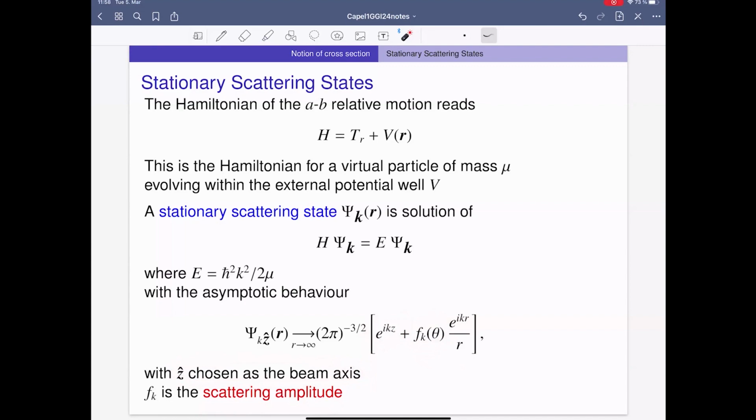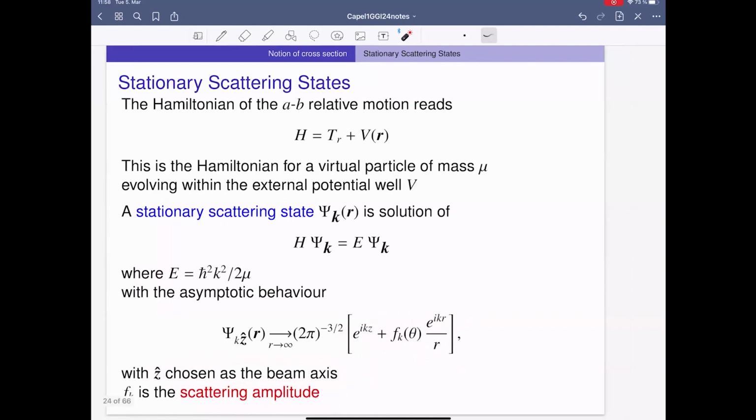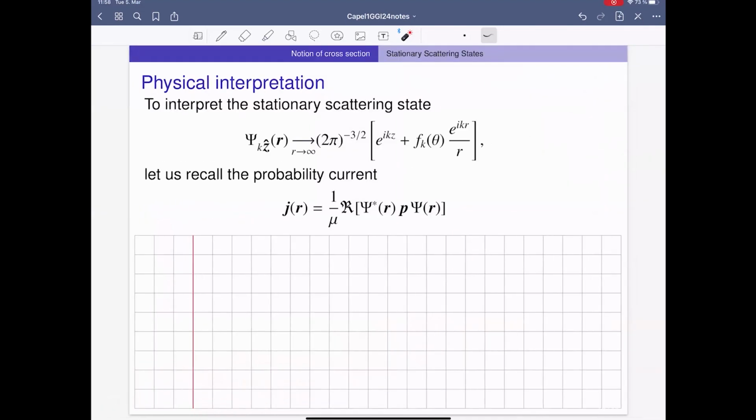So the question is, why do we look at this kind of system? To interpret that structure, I recall the notion of probability currents in quantum mechanics. In order to study that, we have two terms, and we'll look at each term separately. The first term, as we'll see in a minute, corresponds to the incoming beam. It's just the incoming wave, the starting channel, the incoming channel of the reaction.